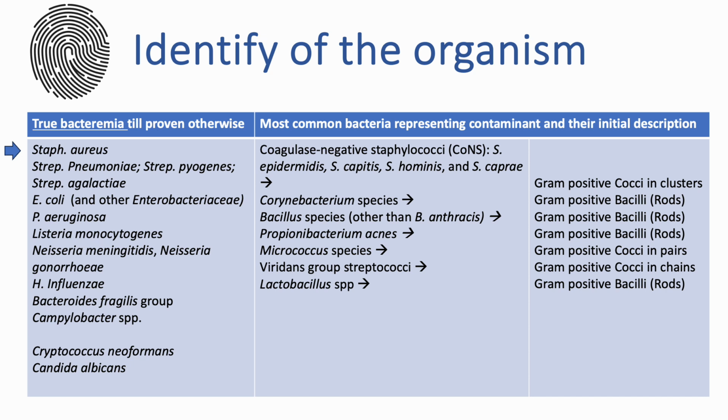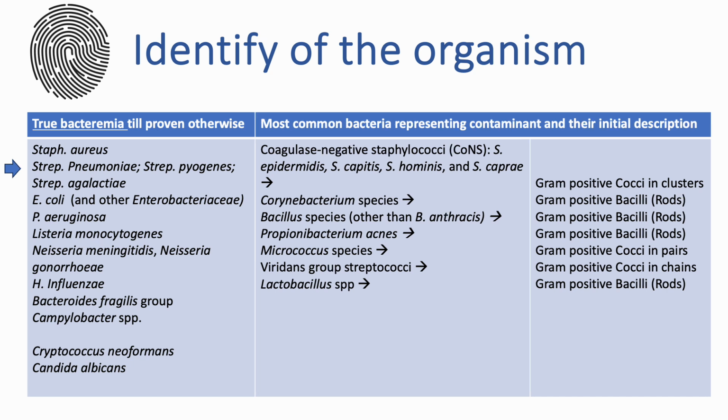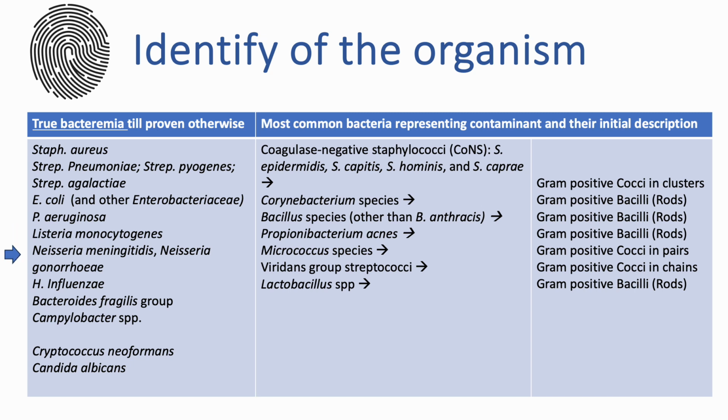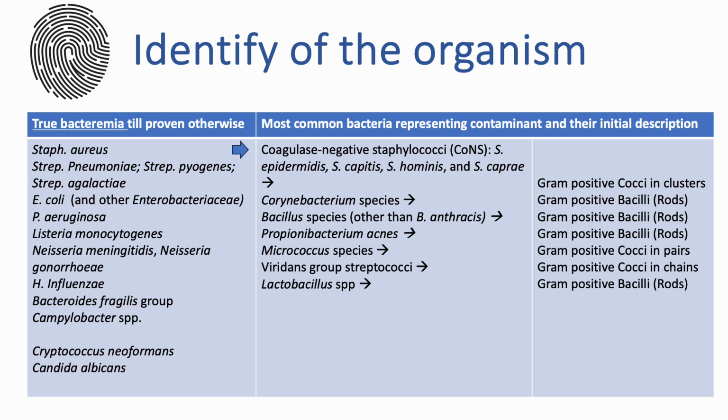Other organisms include Strep pneumoniae, Strep pyogenes, Strep agalactiae, E. coli as well, and other Enterobacteriaceae, including Pseudomonas aeruginosa, Listeria also, Neisseria, H. influenzae, Bacteroides fragilis, an important cause of anaerobic infections, Campylobacter species, and also other fungal and protozoal infections like Cryptococcus neoformans and Candida albicans.